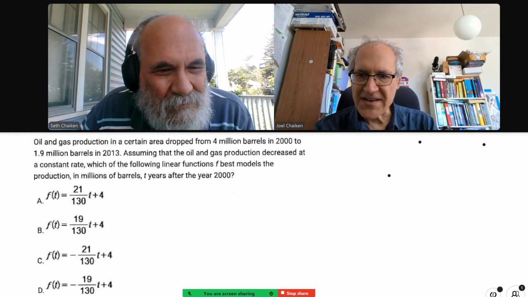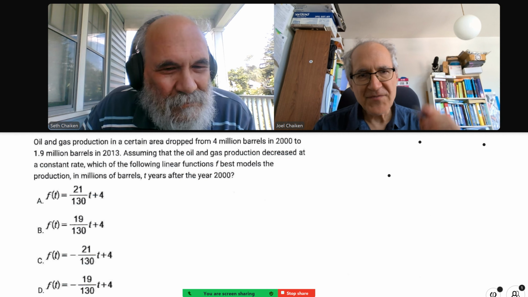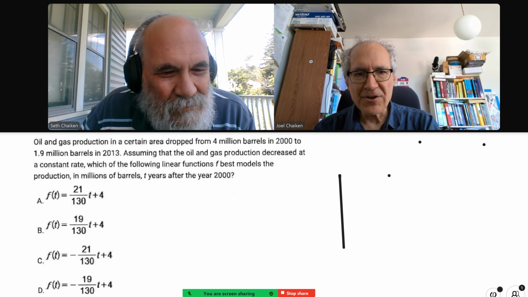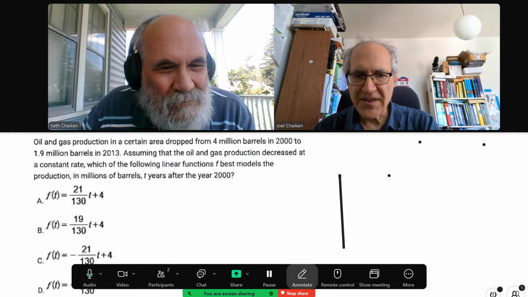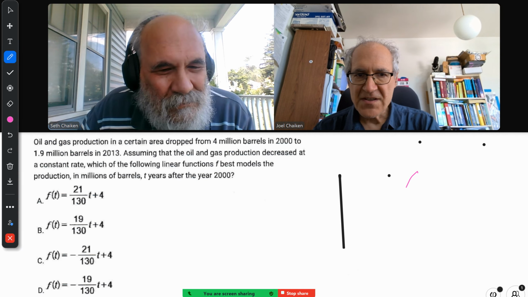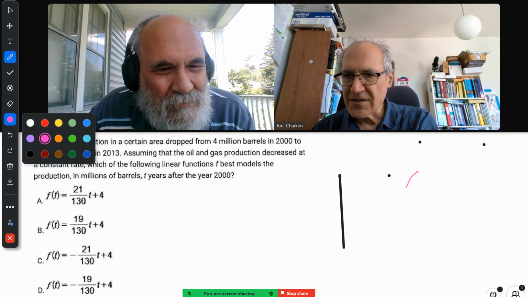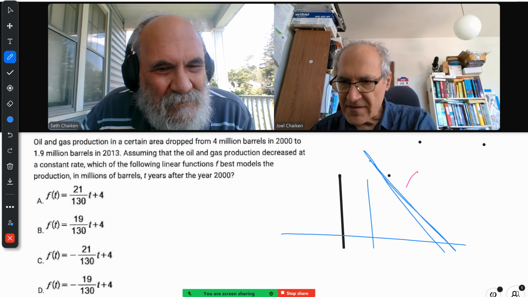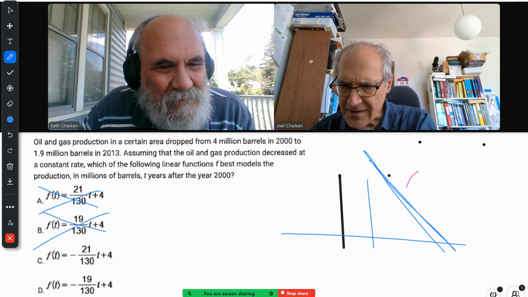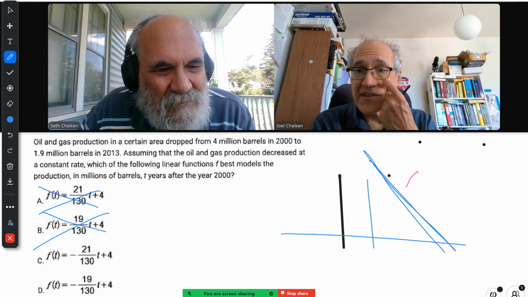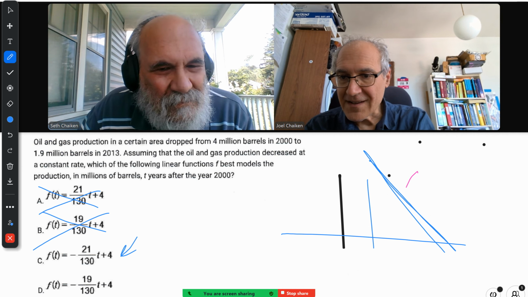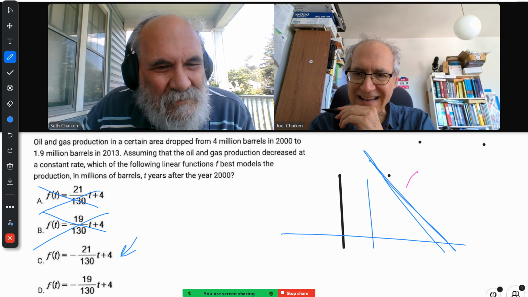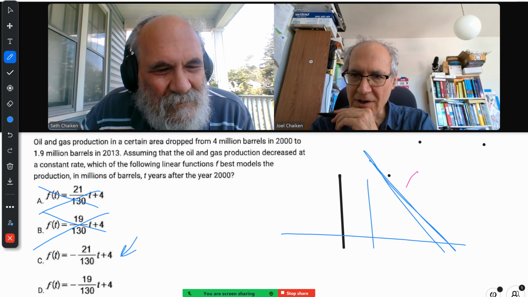Dropped from, we need a negative slope, don't we? Because if something's going down linearly, we're told that it is a linear decrease. So if it's a linear decrease, we need a slope that's negative. So we knock these out. It started out at 4 when t was 0. So the question is, is it 19 or is it 21?